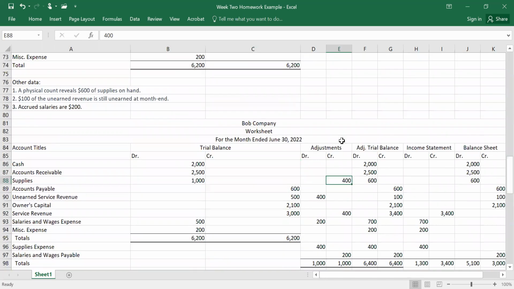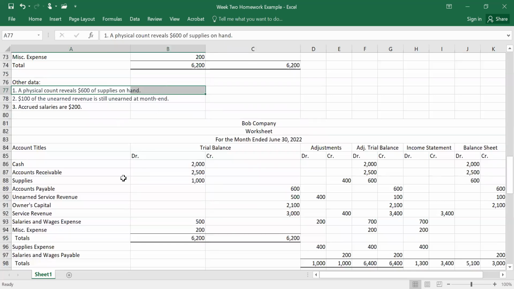Why do we have to do that? Well, it tells us a physical count reveals 600 of supplies are on hand. That supplies account was $1,000. There's 600 left. That means we used 400, which is why we have to credit supplies for 400. We would debit, so that's our credit, we would debit supplies expense for that 400. So that's what we're doing down here, is debiting supplies expense for 400.